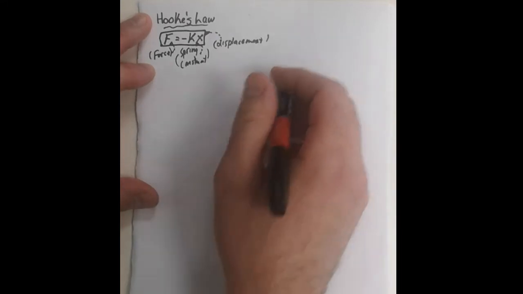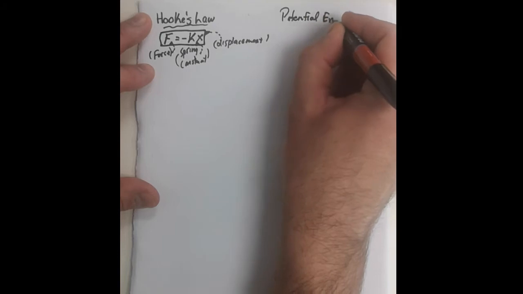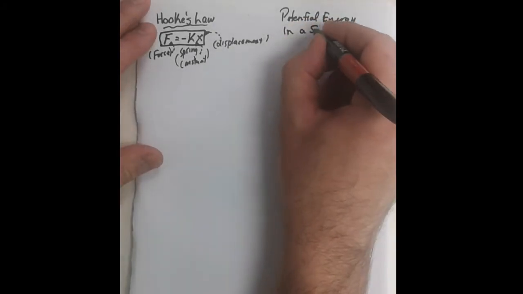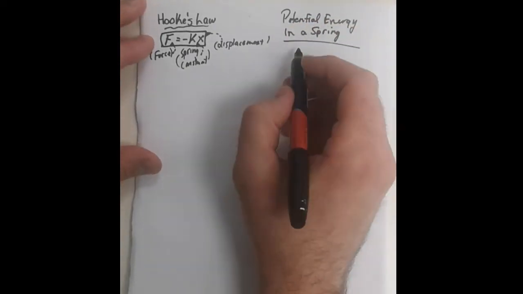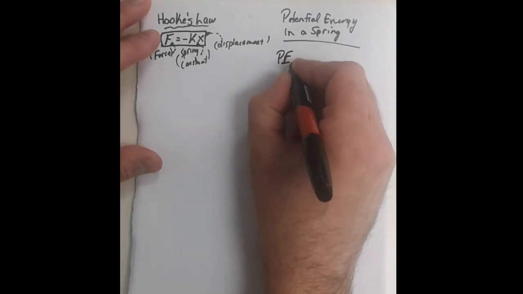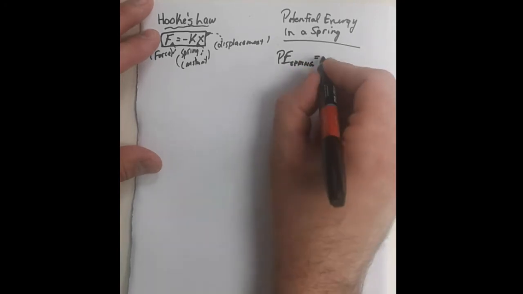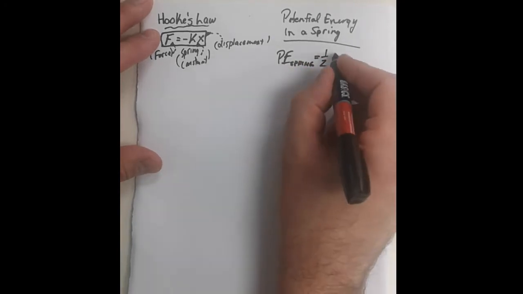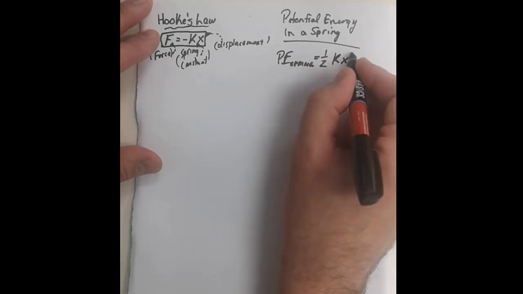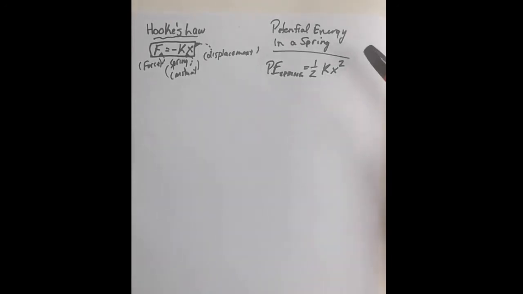The other equation we looked at was the potential energy in a spring. Our potential energy in a spring, so we have PE for potential energy of our spring, is equal to 1/2 our spring constant times our displacement squared. This square is going to be a critical part of our calculation a bit later on.